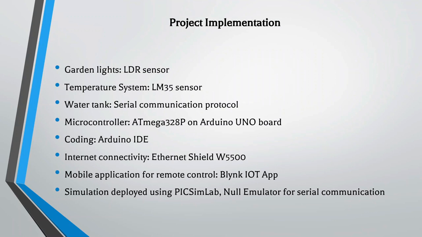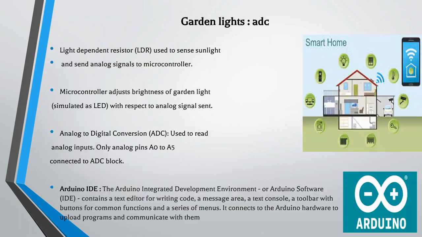Project implementation. Garden lights: LDR sensors. Temperature system: LM35 sensors. Water tank: serial communication port. Microcontroller: ATmega328P. Arduino board. Coding: Arduino IDE. Connectivity: Ethernet shield for mobile application remote. Blynk IoT app. Simulation deployed using Proteus Lab.